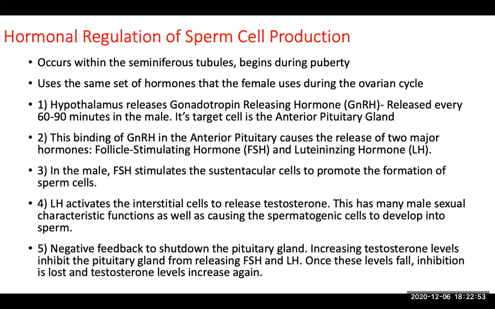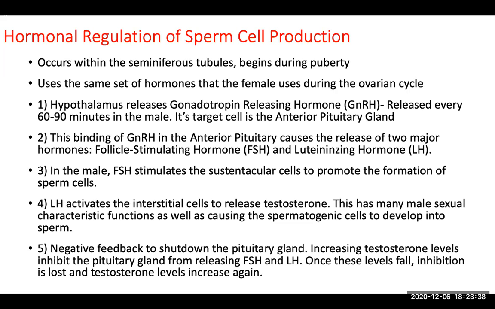The hormonal regulation of sperm production occurs within the seminiferous tubules beginning at puberty. It uses the same set of hormones that females use during the ovarian cycle. Your hypothalamus releases GnRH, which is released every 60 to 90 minutes in the male. It targets the anterior pituitary gland to release FSH and LH. In the male, follicle stimulating hormone stimulates the sustentacular cells to promote the formation of sperm cells, and luteinizing hormone activates the interstitial cells to release testosterone. This has many male sexual characteristic functions, as well as causing the spermatogenic cells to develop into sperm.